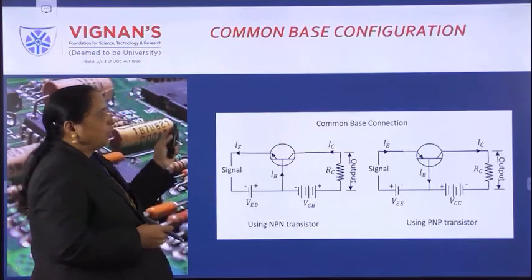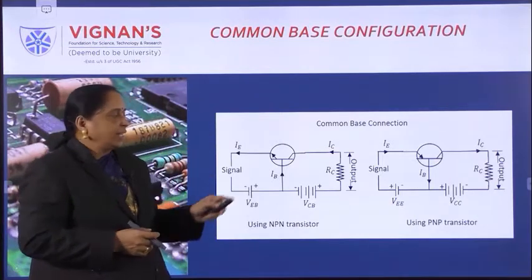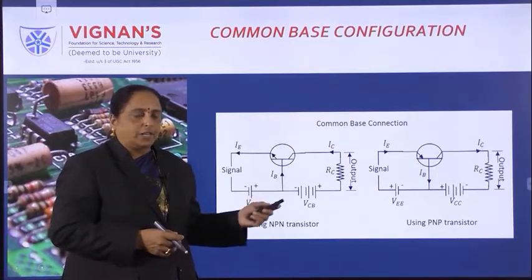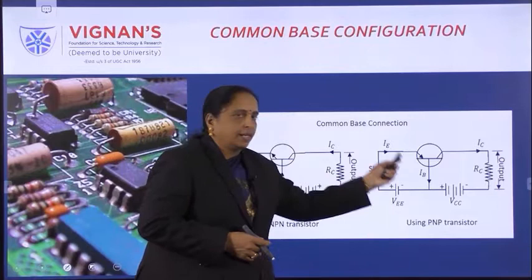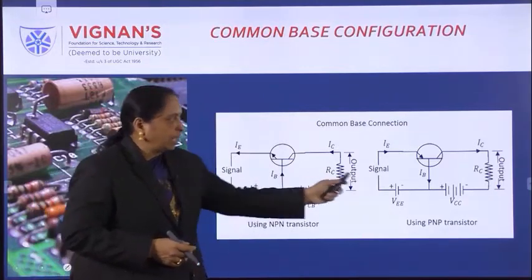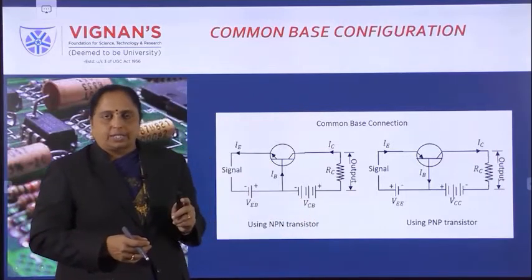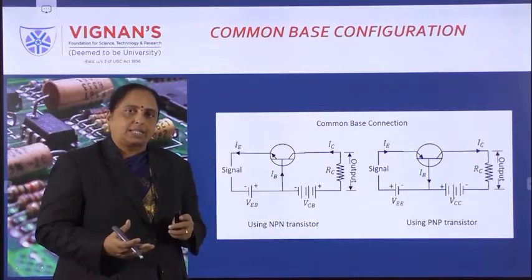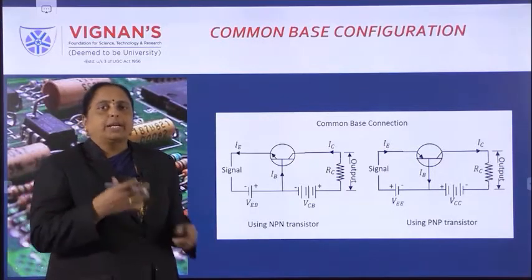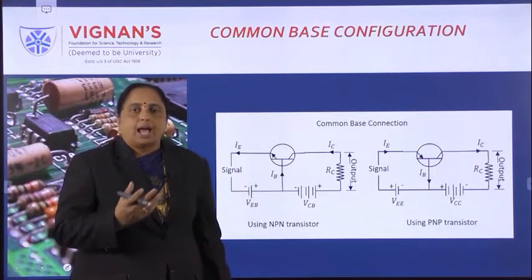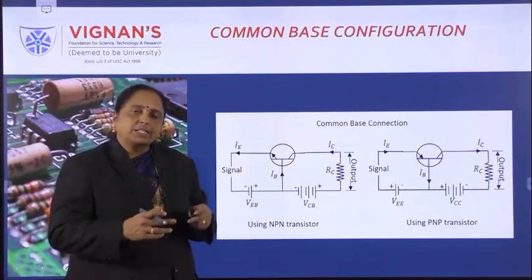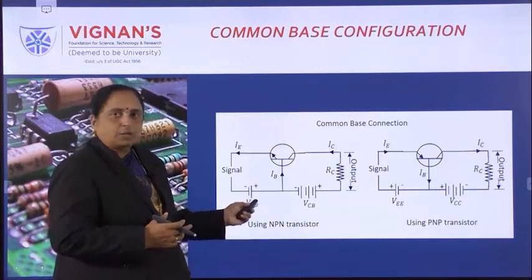Before going to the study of characteristics, let us see, this is a common base configuration. Here we have shown the common base configuration for both NPN and PNP transistors. Both the transistors are connected in the active region. While coming to the study of characteristics, you have to add some extra meters, a voltmeter to measure the voltage and an ammeter to measure the current passing through the circuit. So here the experimental setup circuit is different compared to the configuration.